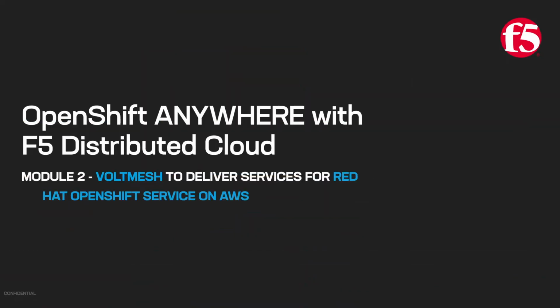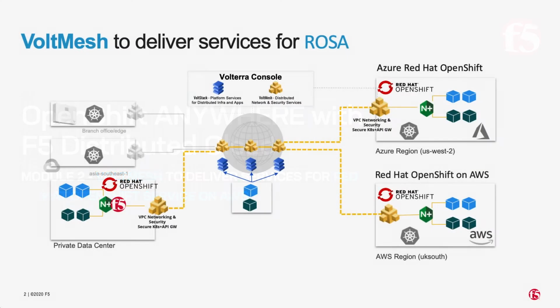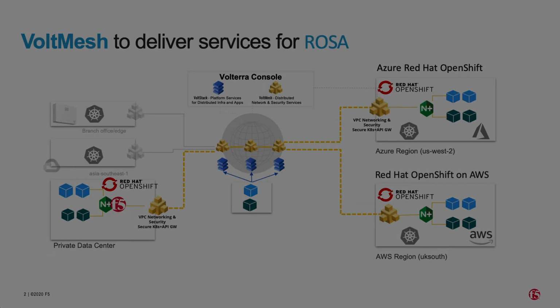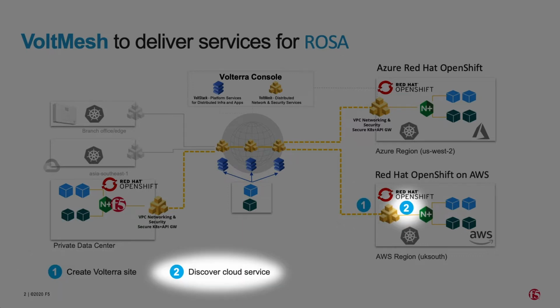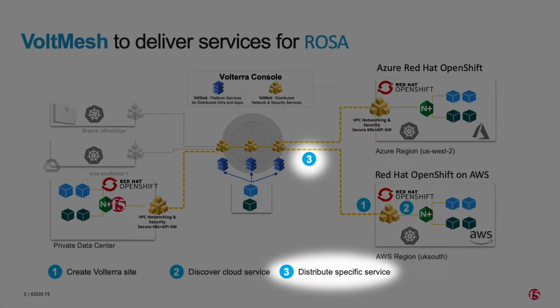Welcome to OpenShift with Volterra, Module 2, Volt Mesh for Red Hat OpenShift on ROSA. In this scenario, we will showcase using Volt Mesh to deliver services for ROSA. We will do this through three simple steps. First, we will create an AWS VPC site for ROSA. Then we will discover the OpenShift application server. And then finally, we will create an HTTP load balancer to route traffic to AWS Cloud.